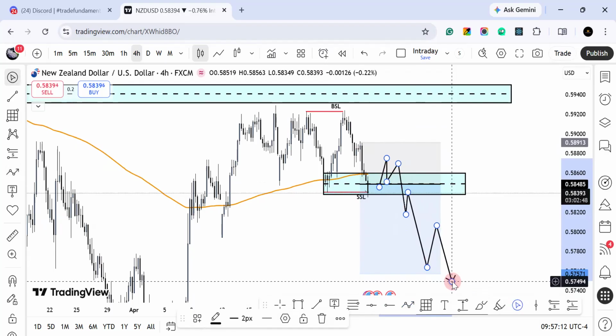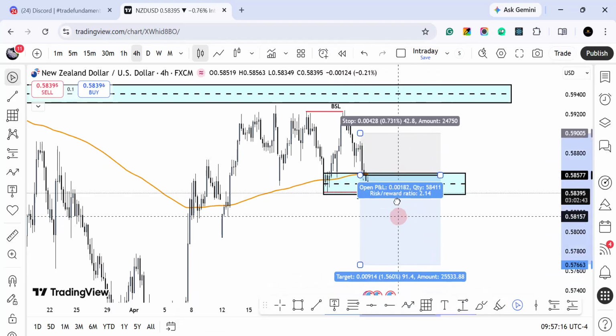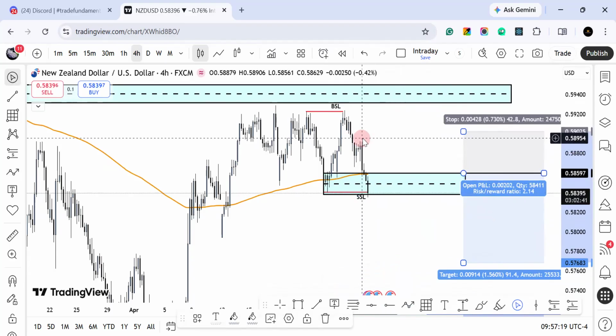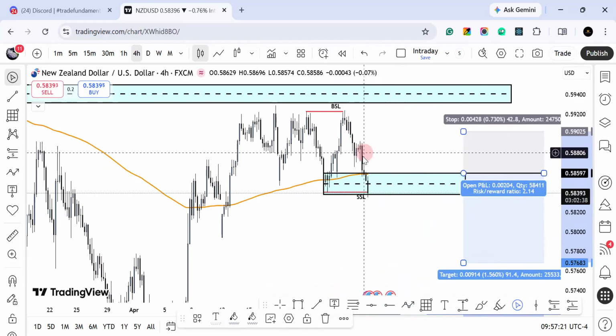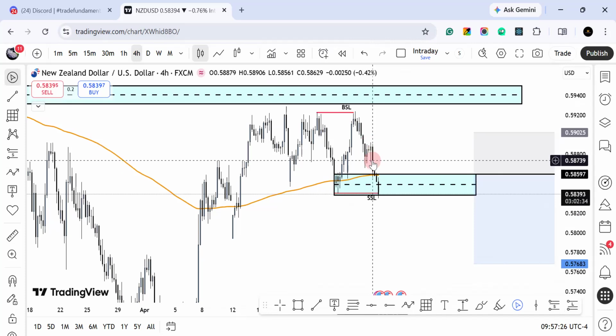There's nothing wrong with entering like that, but you have to expect drawdown in that situation, and move your stop loss behind the POI that was left right before the sweep that caused the displacement, which in this case would be this imbalance slash order block combo.